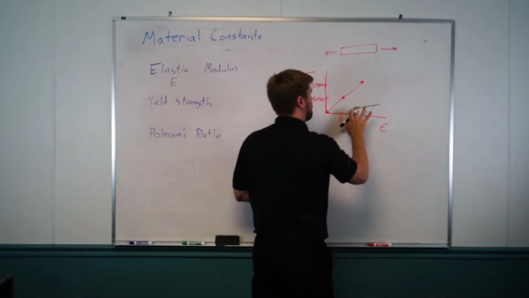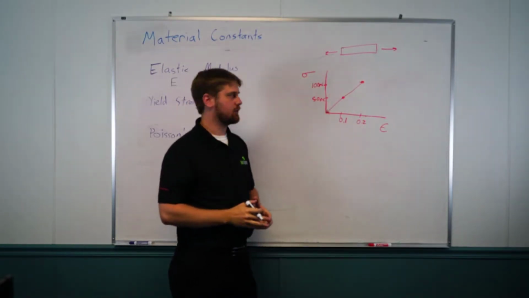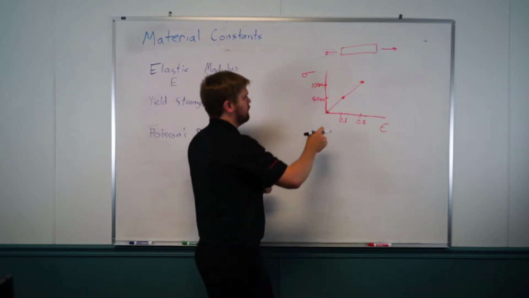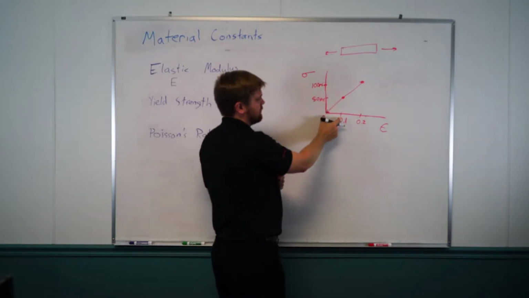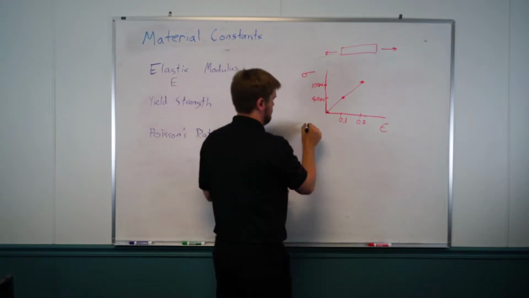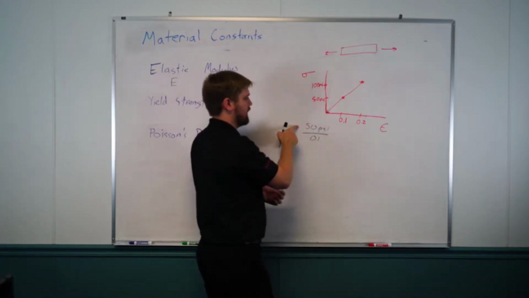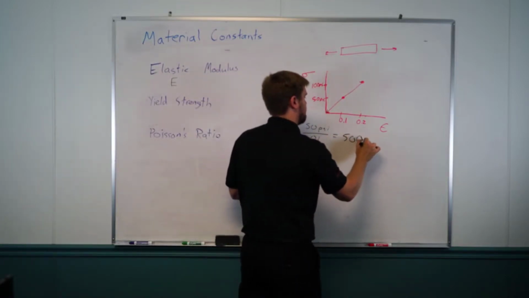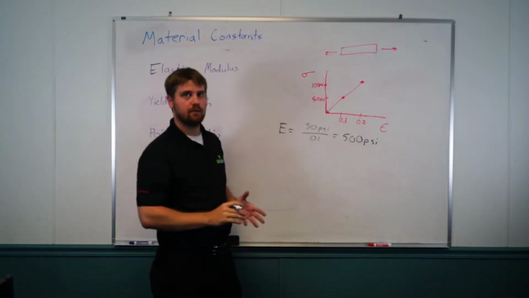Now the material that we described a moment ago had this stress-strain curve that looked like this. If we want to determine how steep this slope is, we'll take one of its data points and divide its rise by its run. 50 psi divided by 0.1. Take our stress divided by our strain, and that equals 500 psi. That's our elastic modulus of this material.